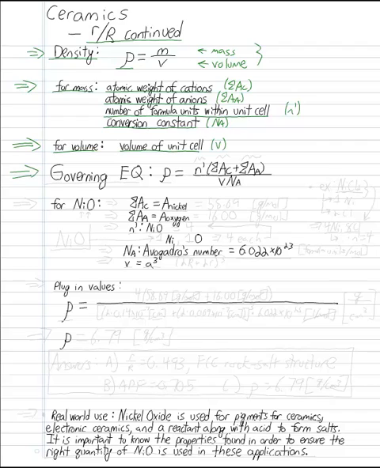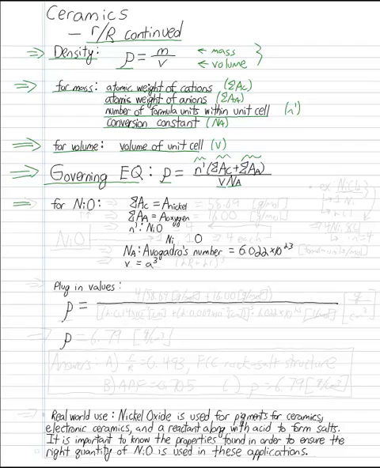Plugging it in then, we can have the governing equation for density. Density is equal to the number of formula units per unit cell multiplied by the atomic weight of the cations plus the atomic weight of the anions, all of that divided by the volume of the unit cell multiplied by the conversion constant.